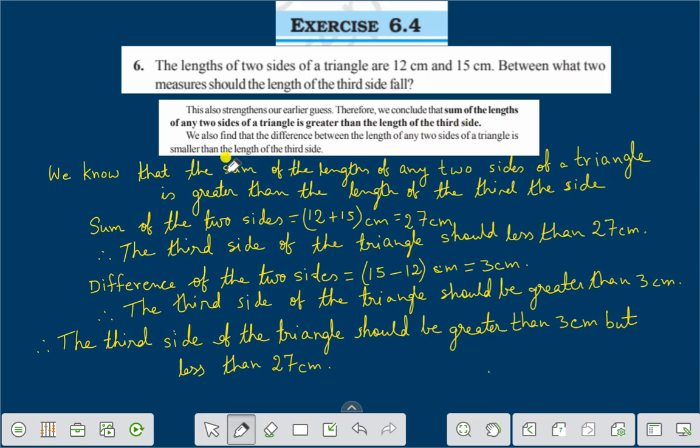Why? It is given that the difference between the lengths of any two sides of a triangle is smaller than the length of the third side, right? Therefore, the third side of the triangle should be greater than 3 centimeter, or you can say that the third side should be greater than 3 centimeter but less than 27 centimeter, right? So what is the question? Between what two measures should the length of the third side fall? Therefore, the third side of the triangle should be greater than 3 centimeter but less than 27 centimeter.